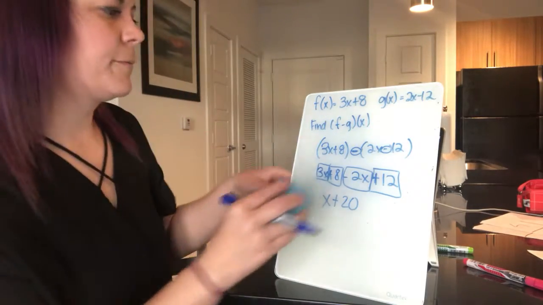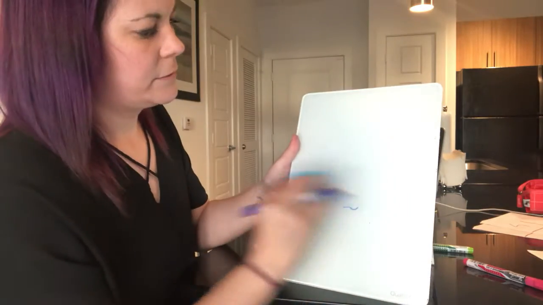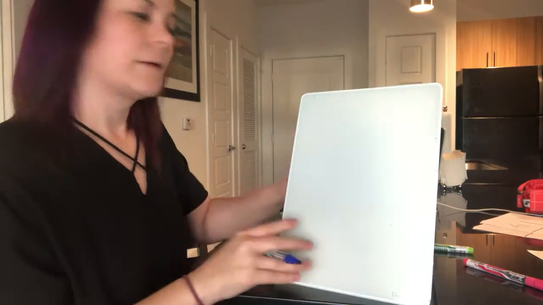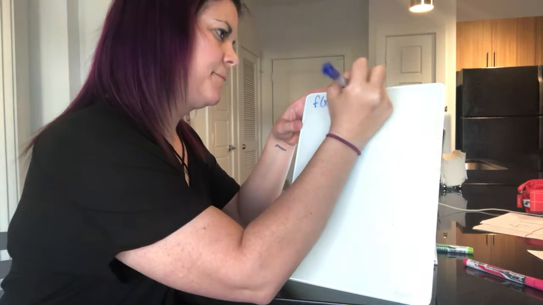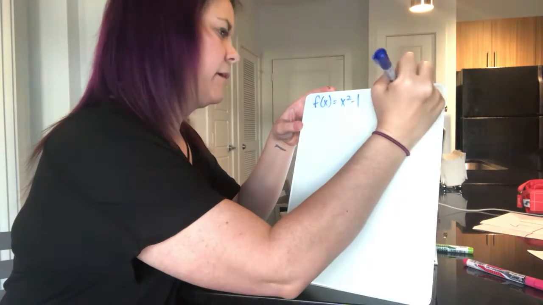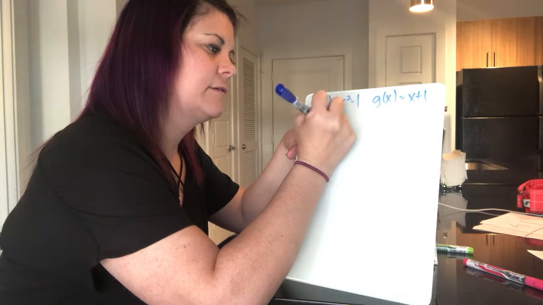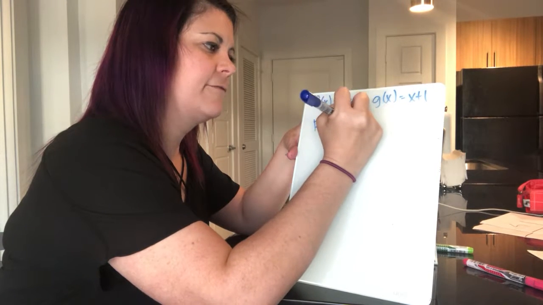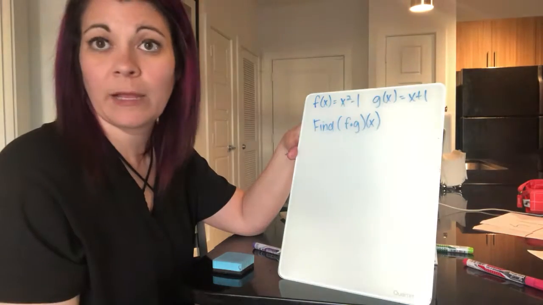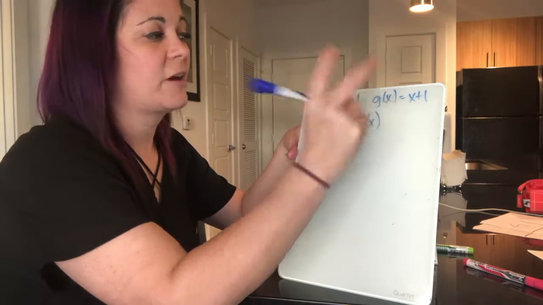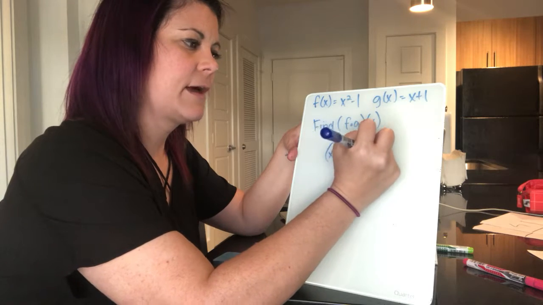Now let's do multiplication. We're going to do new functions too. Okay. So f of x is x squared minus 1, and g of x is x plus 1. Okay, so I said find f times g of x. So it means we're multiplying both of these functions. So it'd be x squared minus 1 times x plus 1.